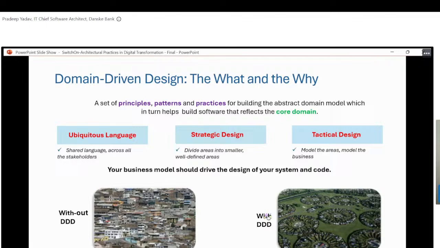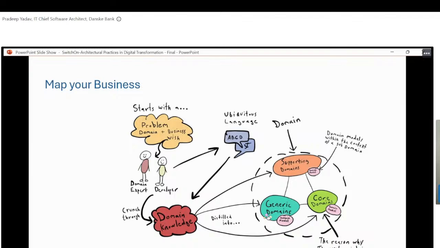The main key thing to take away with DDD is that your business model should drive the design of your system and code, not the other way around. We always start with the business model, bringing every business stakeholder into account, and then drive to the software. That is the main key here.